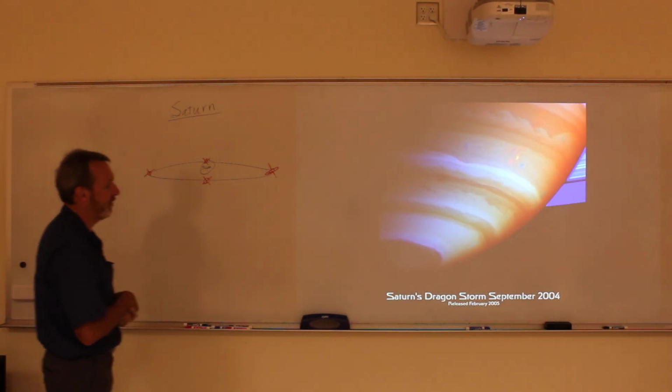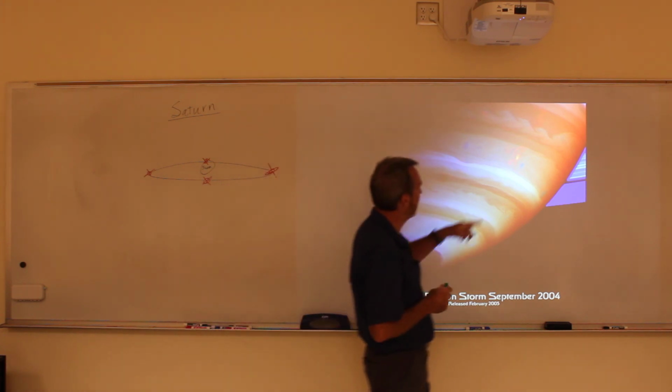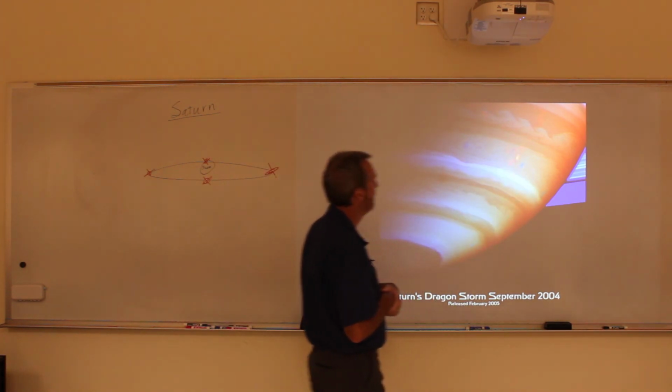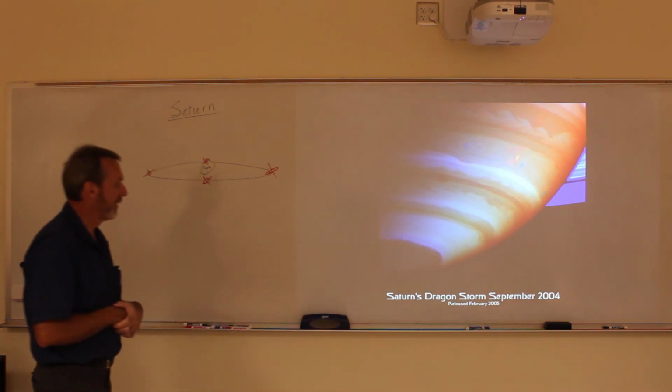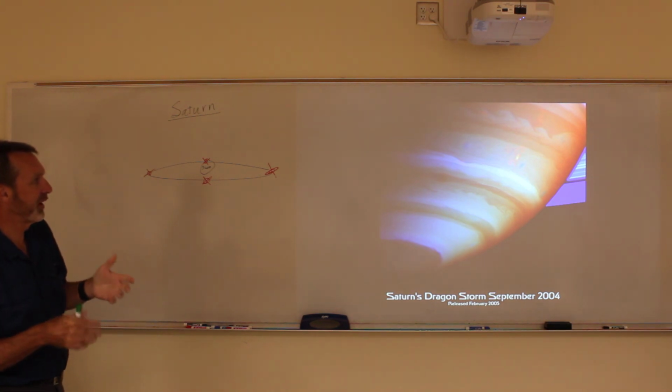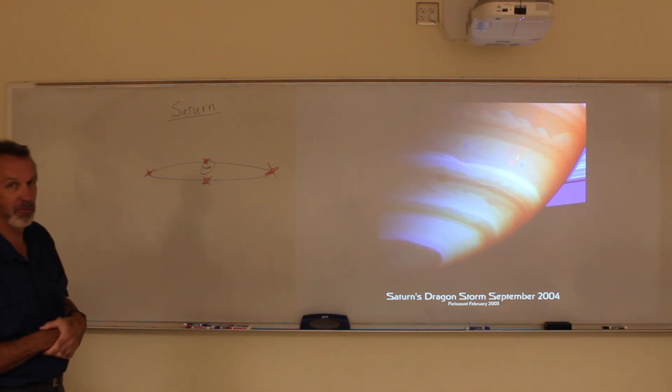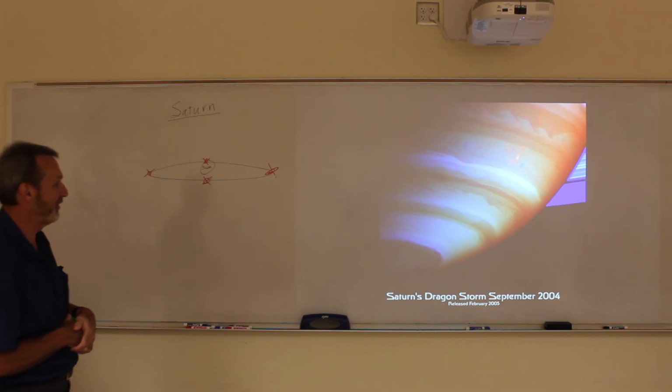All right, here is Saturn II. They call this the dragon storm. Does that look like a dragon? It's kind of weird. When you're astronomers, you've got to get creative because you see the same thing over and over again. So you use a lot of imagination when you see things.